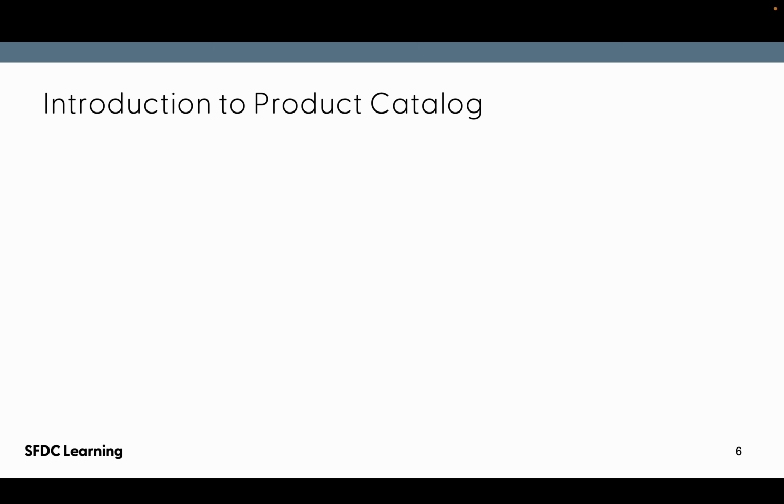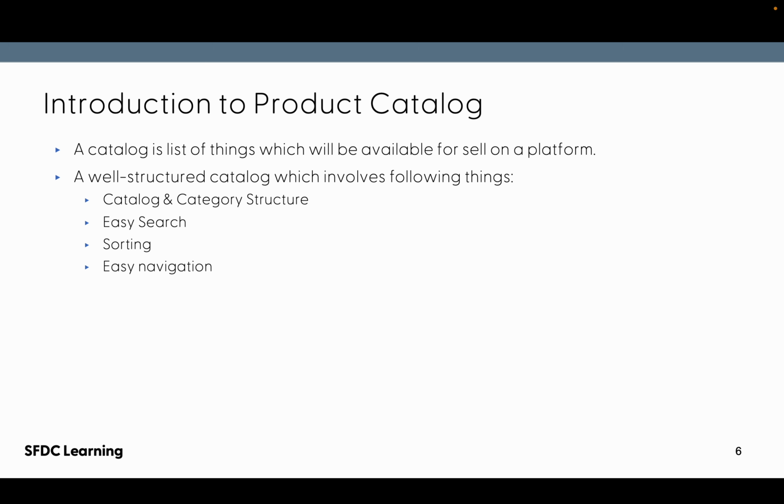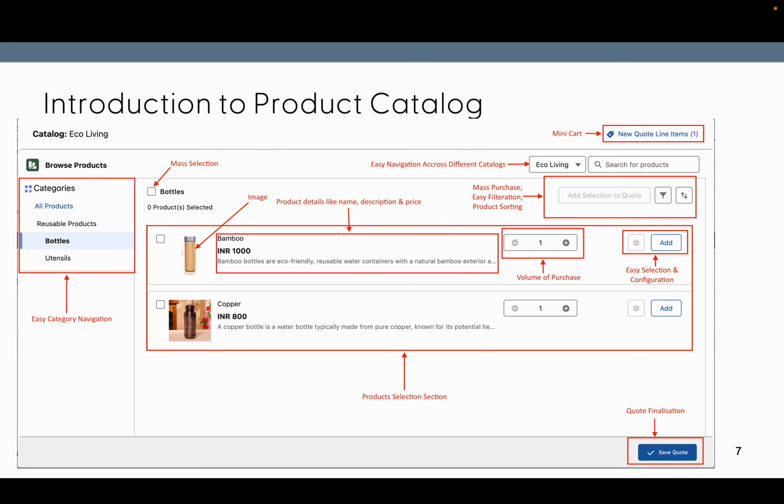So now let's see the introduction to product catalog. What catalog is? So catalog is a list of things which will be available for sale on a platform. Okay. A well-structured catalog involves the following things. First, catalog and category structure, then easy search, sorting, and easy navigation. Okay, so this is how your well-structured catalog looks like, right? Now here you go. Let's see with a visual one.